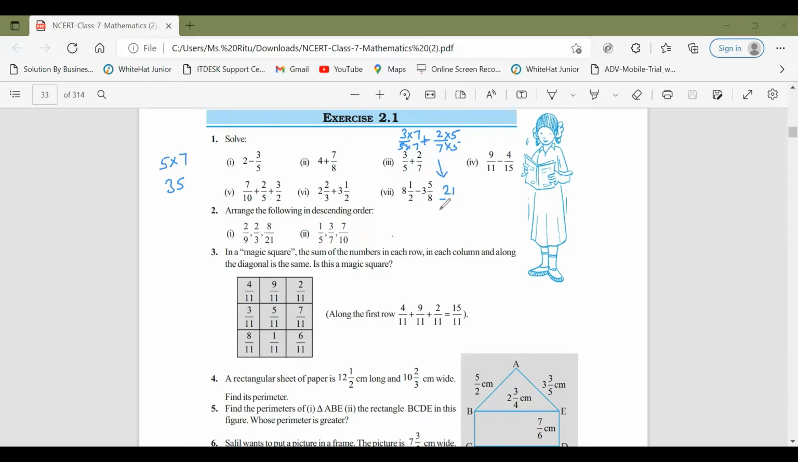3 7s are 21 and 5 7s are 35, plus 5 2s are 10 and 5 7s are 35. Now, we will simply add the numerators because the denominator is same. So 21 plus 10 is 31 upon 35 would be the answer of this third part. Let's switch to the next part, fourth part.